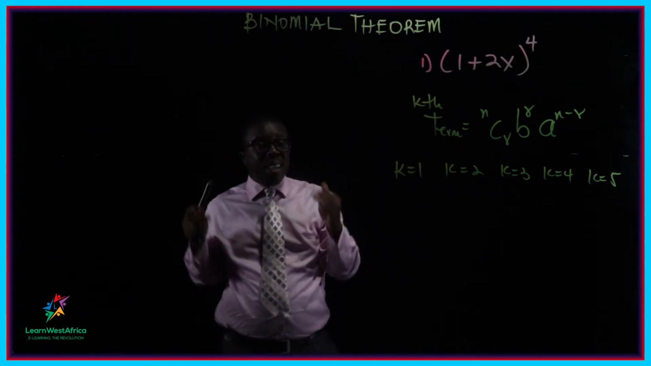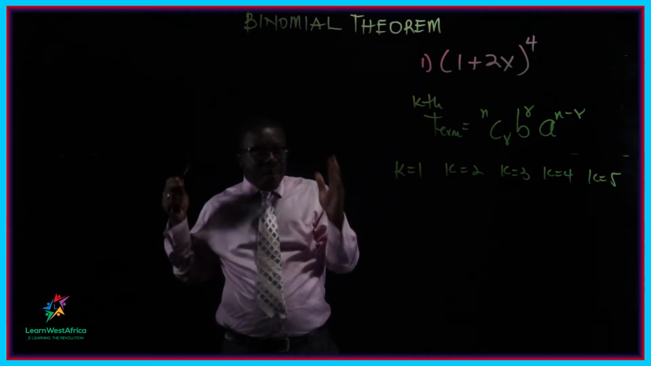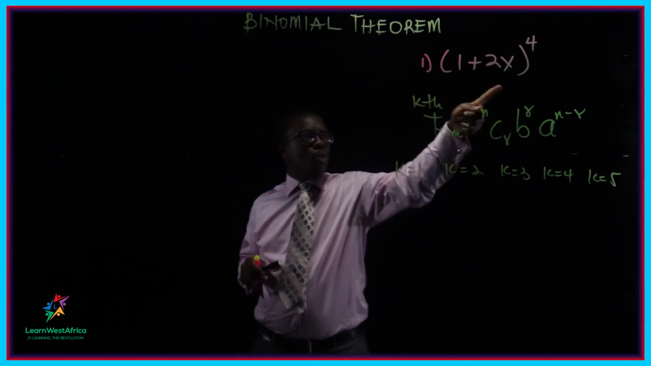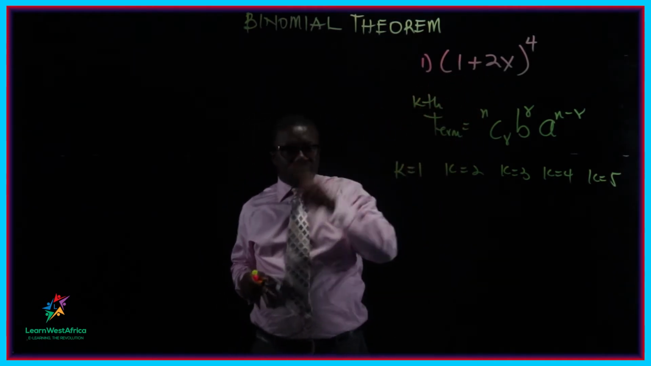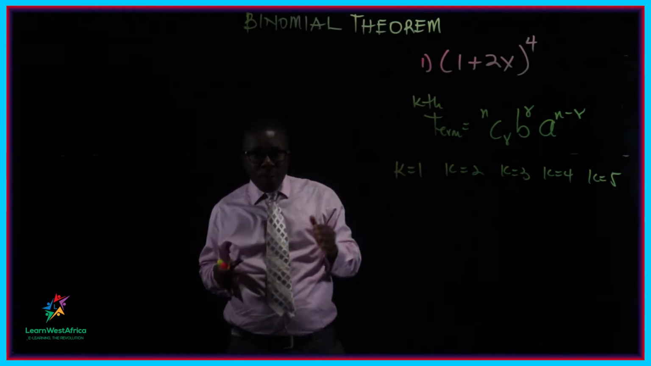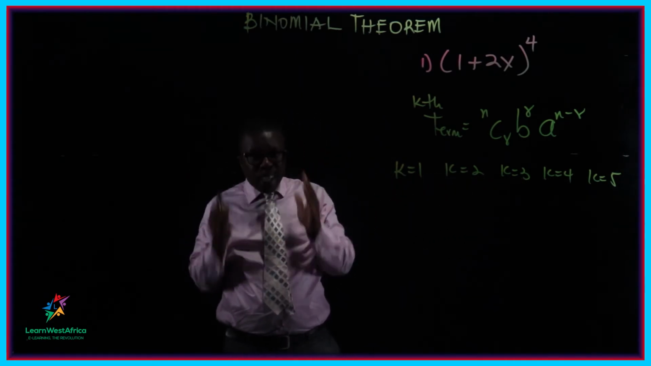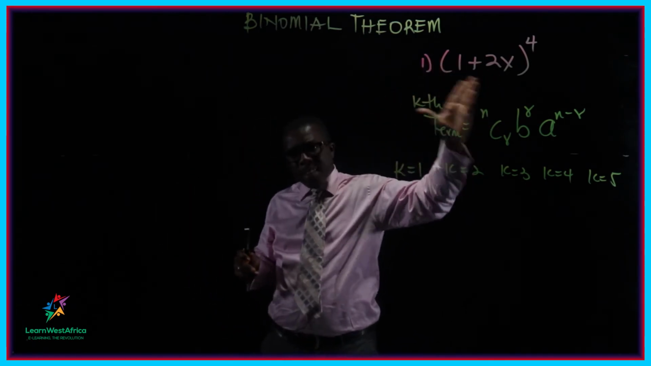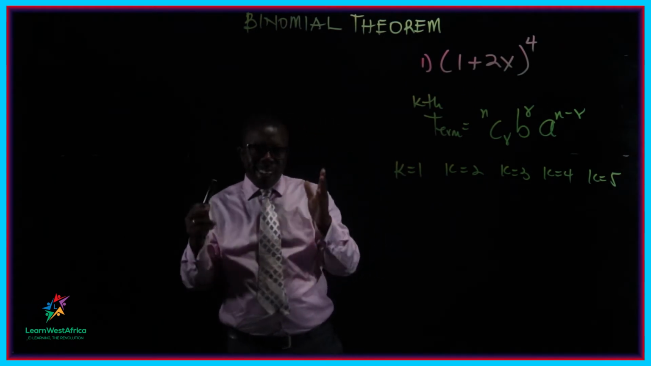If, however, it has said to expand it or find the values of the binomial in descending powers of x, then the second part here will come first. So it wouldn't have been 1 plus 2x, but rather 2x plus 1. When you expand 2x plus 1 all to the power 4, that will give you the expansion in descending powers of x. But when it says ascending powers of x, it means the variable has to occupy the second part in there. Hope you're okay with that. All right, let's proceed.